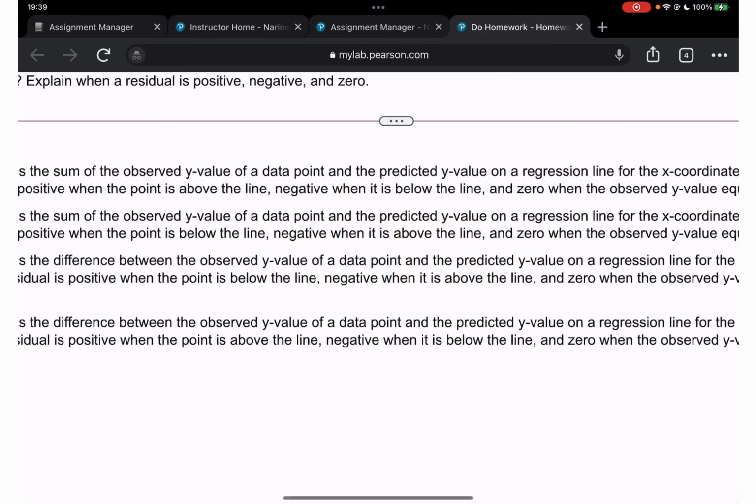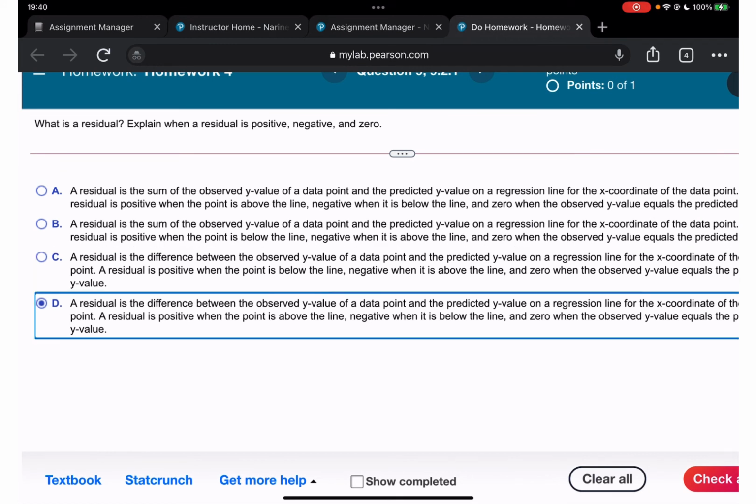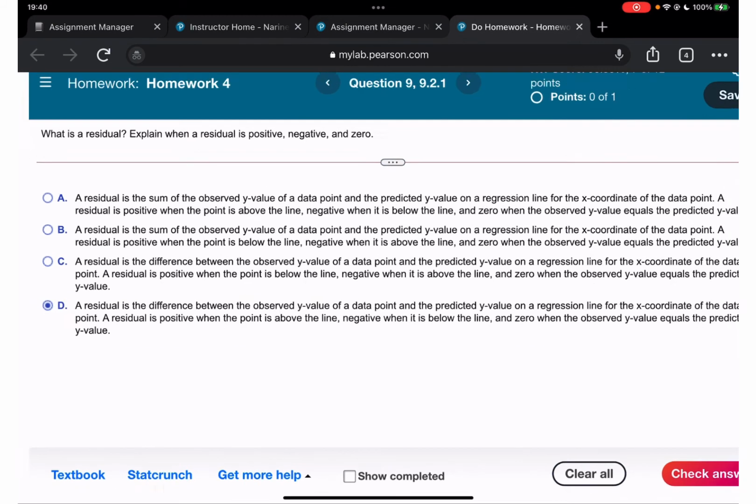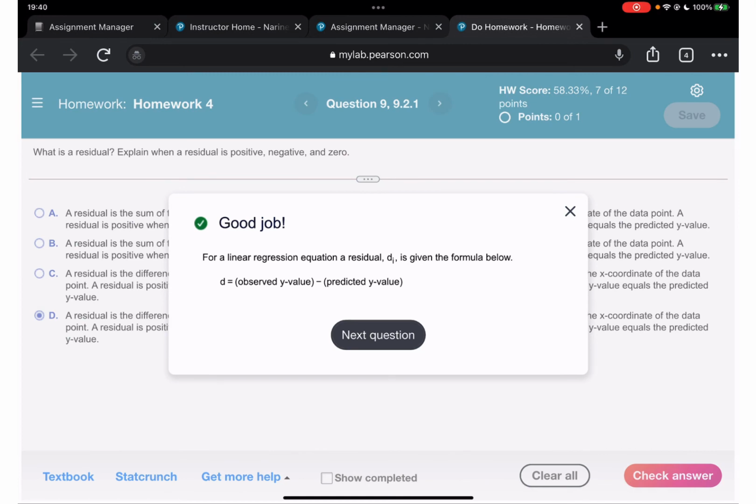So this is going to be this one. A residual is positive, D. I'm choosing D. When the point is above the line, and negative when it's below the line, and 0 when it's on the line, because there's nothing to subtract from. It's the same point, right? Let's check it. Good job.